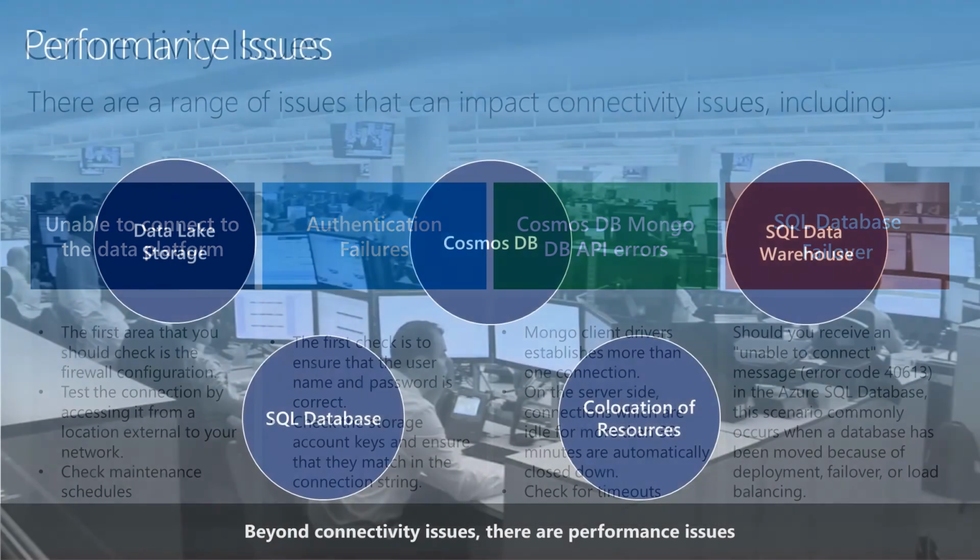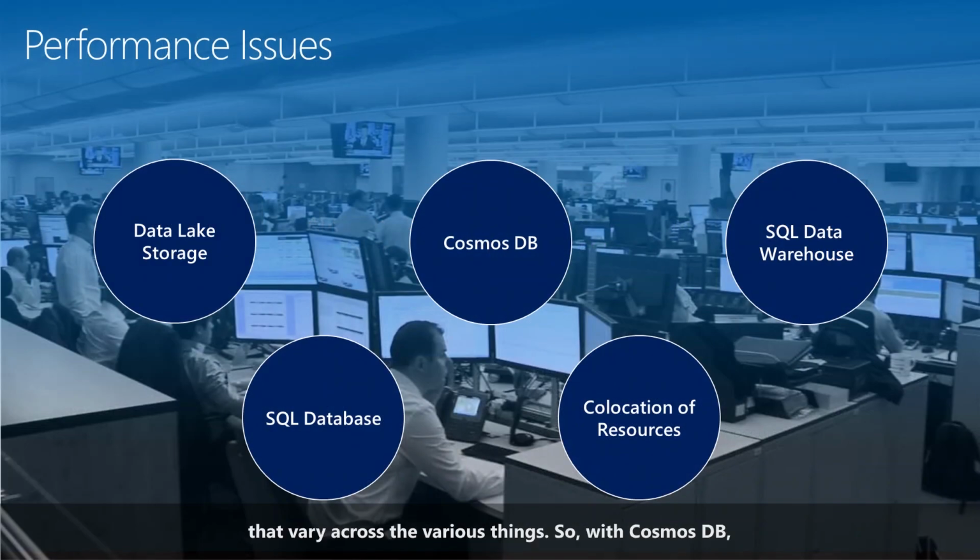Beyond connectivity issues, there are performance issues that vary across the various things. So with Cosmos DB, well, with all of them really, particularly SQL DB, SQL Data Warehouse, Cosmos DB, usually it's because you've picked the wrong resource utilization. You're not sizing it correctly, right? So request units in Cosmos DB. Secondly, it's your partitioning strategy. Thirdly, if it's SQL Data Warehouse, it's your distribution on your tables. Exactly. So basically use the knowledge from the previous modules to talk about some of the performance issues that you get here.